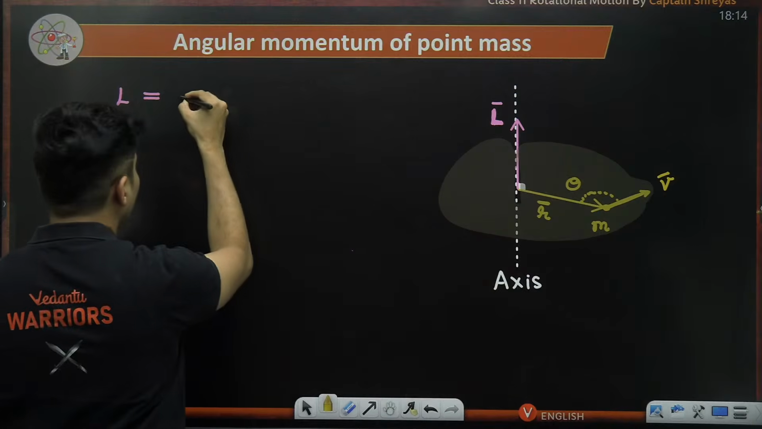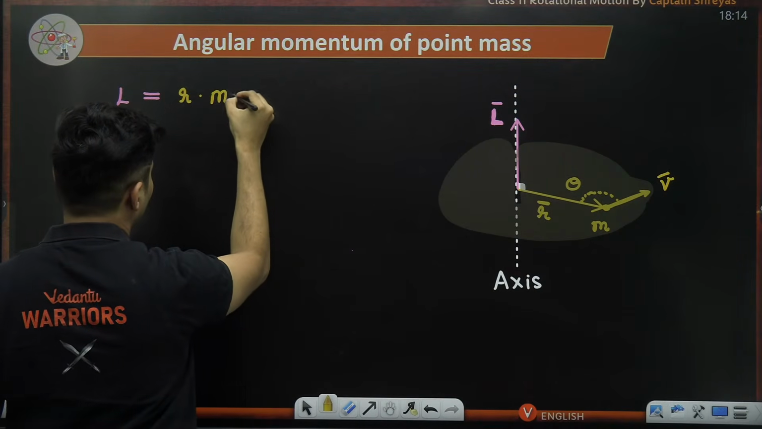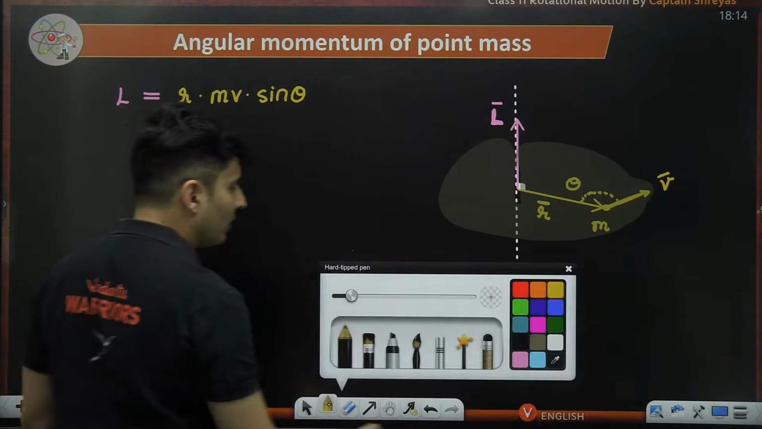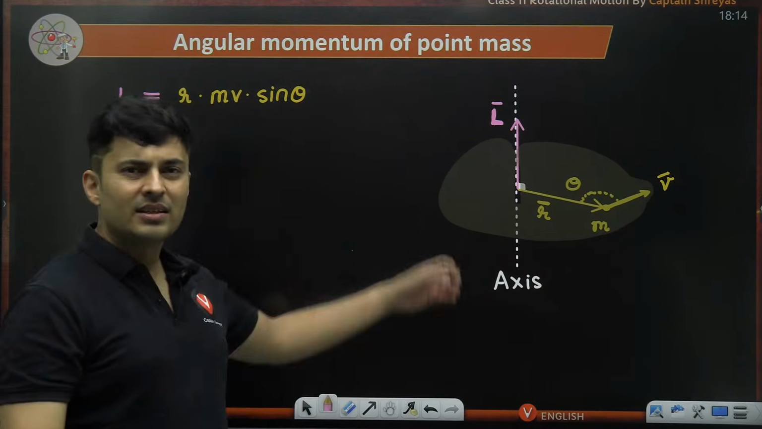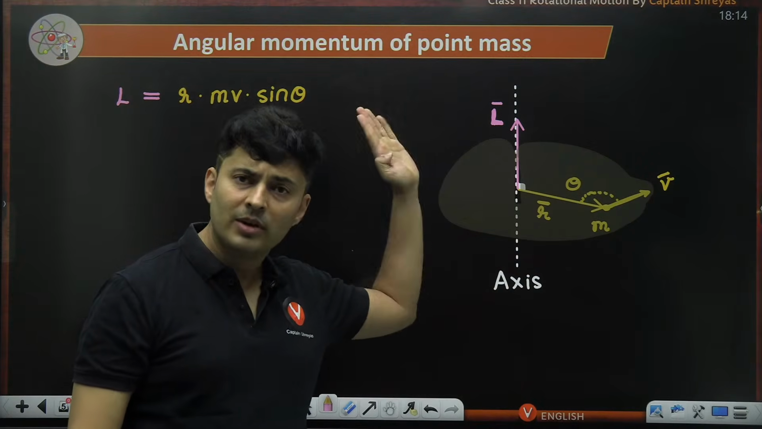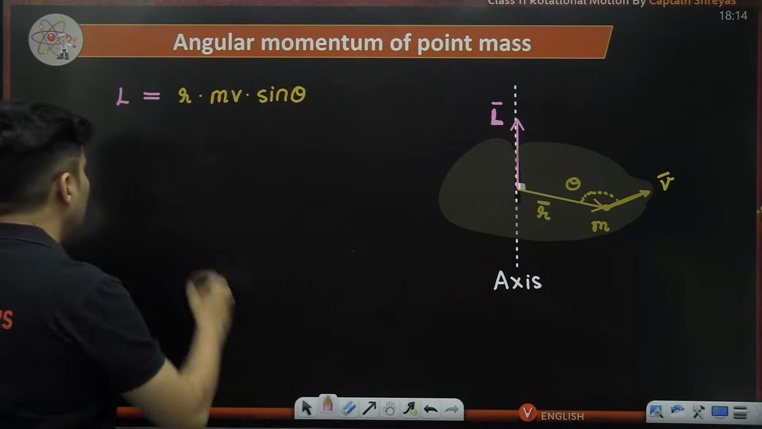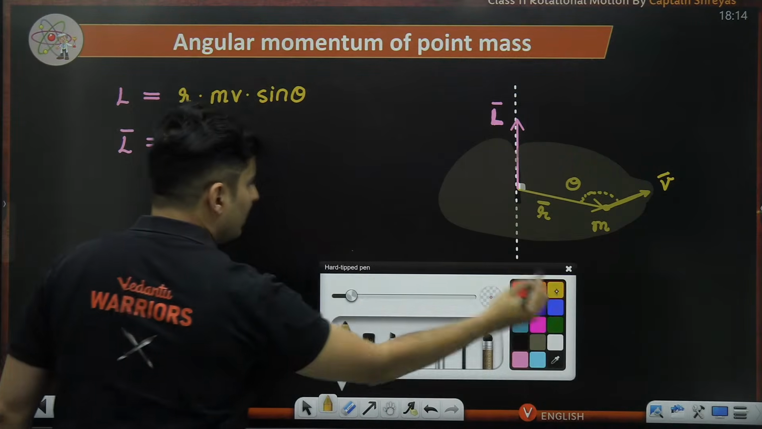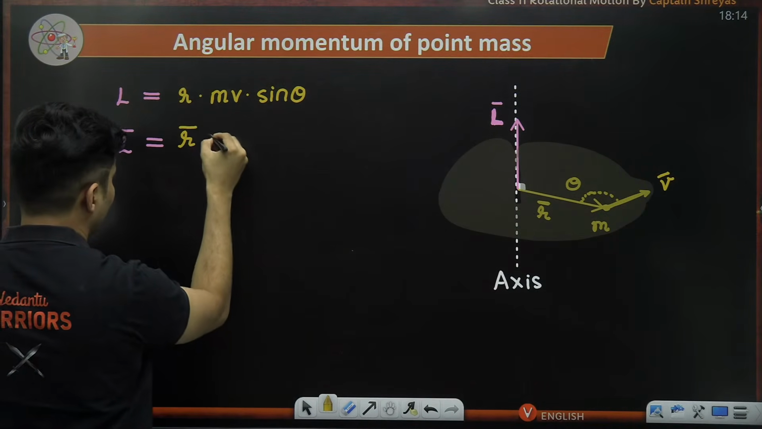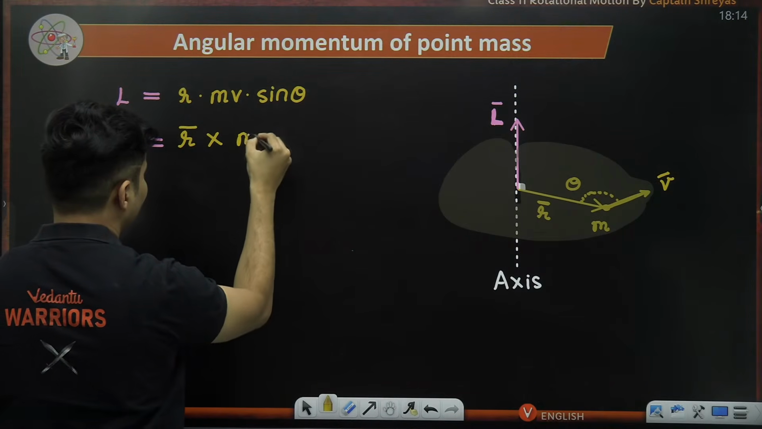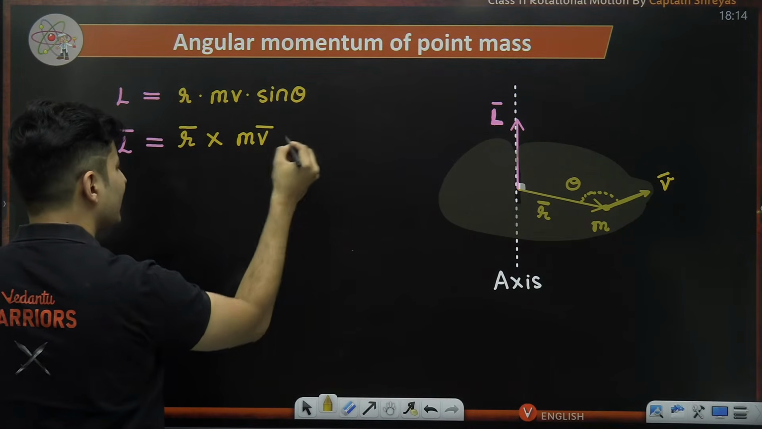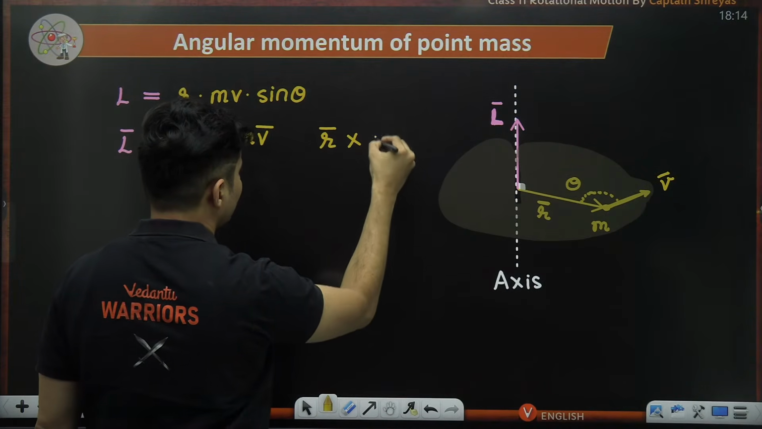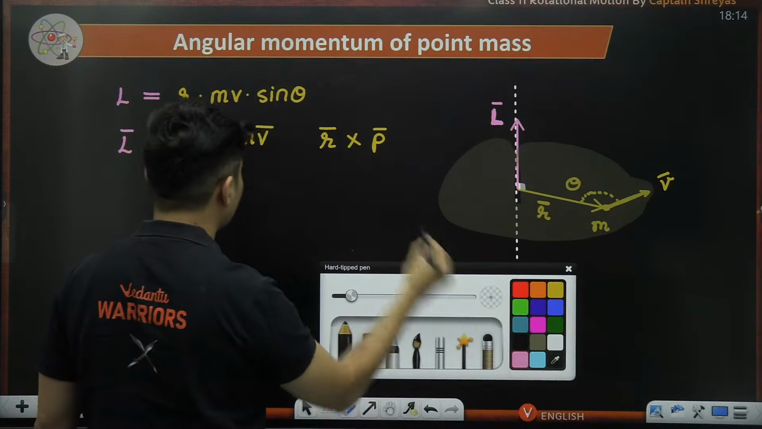So it is basically R multiplied by mass into velocity multiplied by sine of theta. This is the magnitude part of it. But since you see sine theta, since you see two vectors multiplied to give a third vector, it has to be a cross product. So the angular momentum vector is given by the vector r, which is the position vector of that mass, cross producted with mv vector, which is the same as saying r vector cross the linear momentum vector. It's one and the same thing, guys.